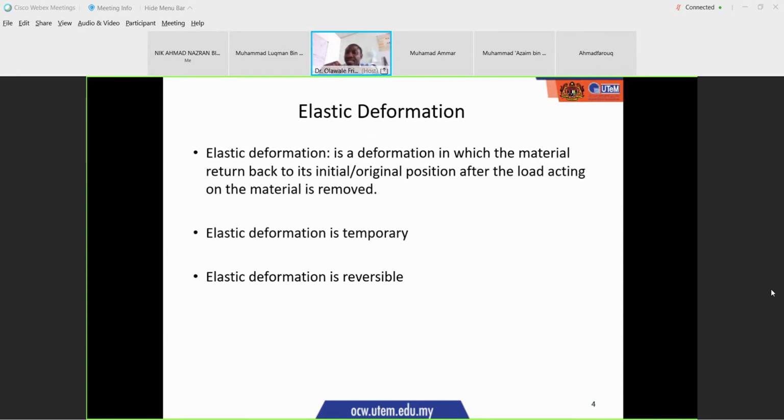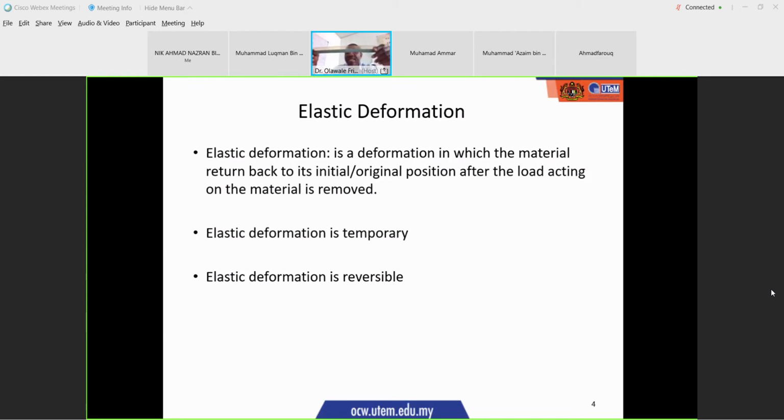Elastic deformation is a deformation in which the material returns back to its original position after the load acting on the material is removed. Here, I apply a load, it increases. I take off the load, it goes back. Same thing here, I apply a load, it is bent. Take off the load, it goes back.